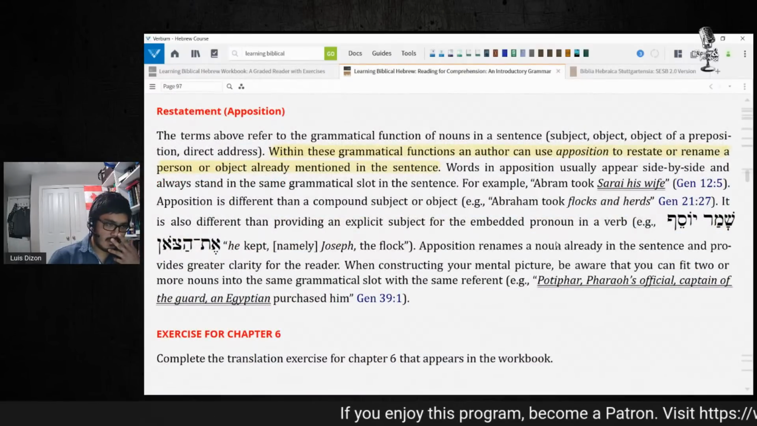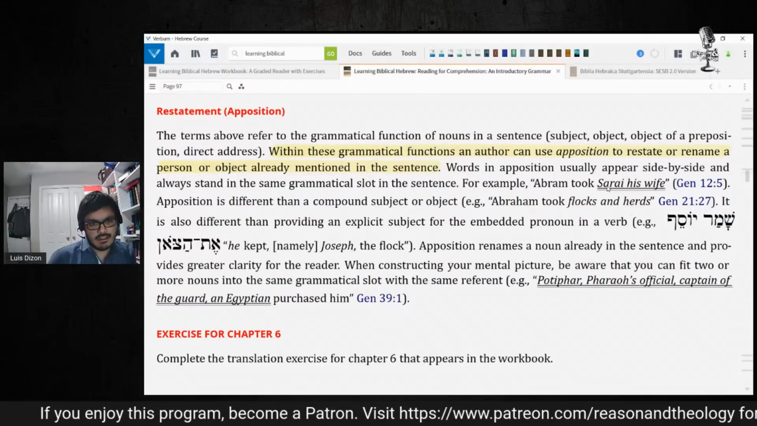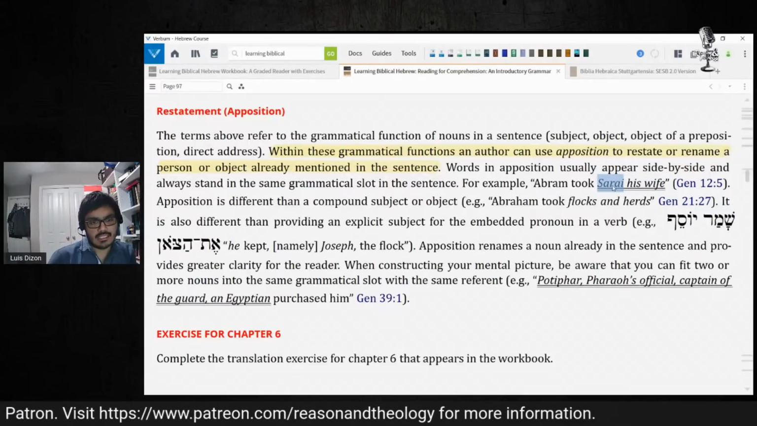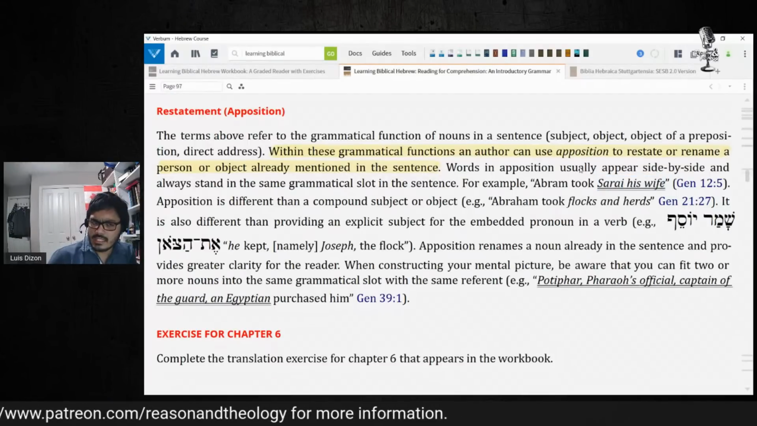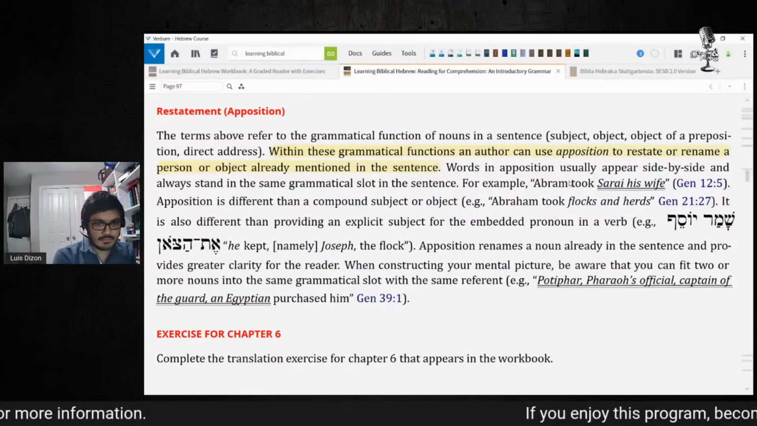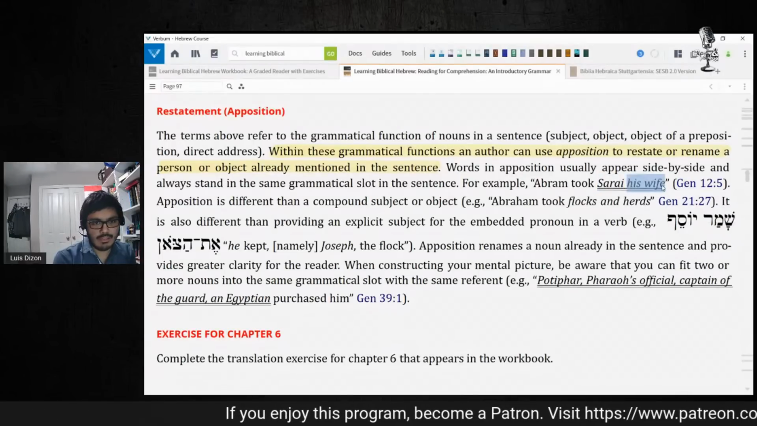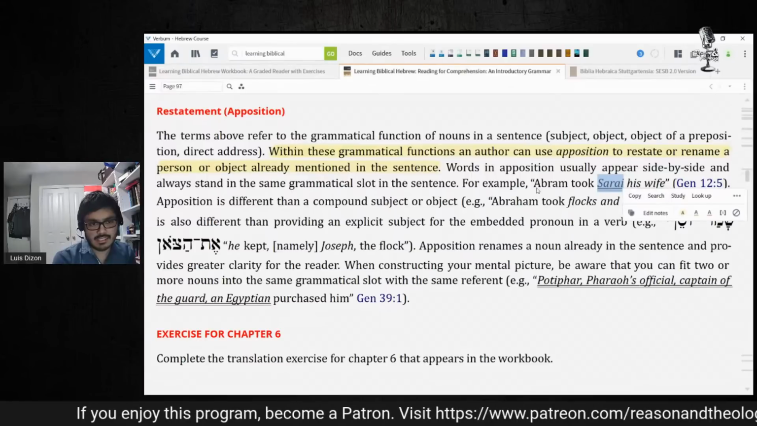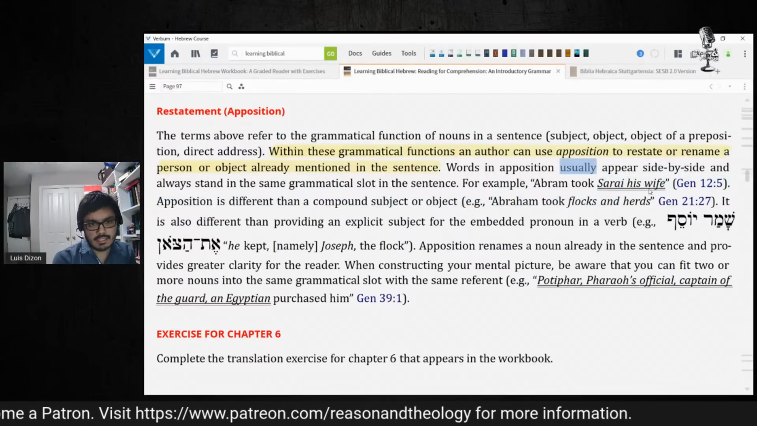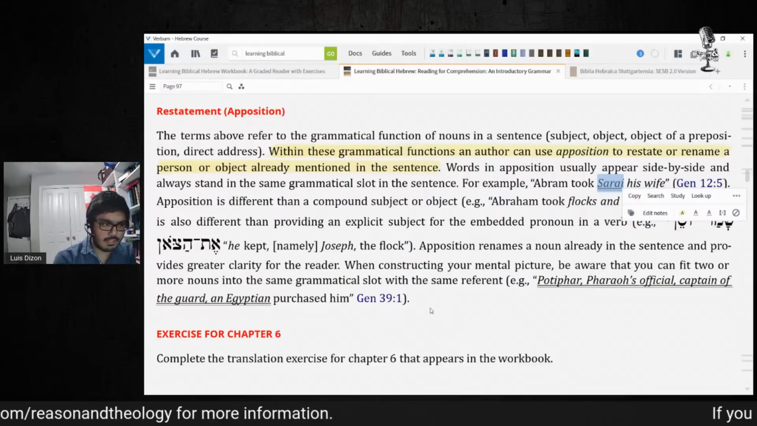One last thing here, restatement or apposition. Apposition is basically a noun that comes after another noun, and the second noun in that series is basically further describing the noun that comes before it. So Sarai Ishto, Sarai, his wife. So his wife here is just modifying Sarai. It's referring to the same thing, but the second noun is further describing the first one.